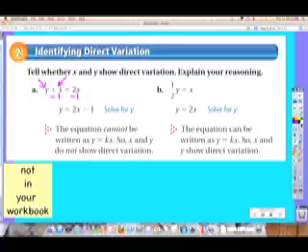Now, the very first thing I told you about direct variation is it has to be multiplying every time. Multiplying every time, but wait. Is this part of it multiplying? No. So is this yes direct variation or no not a direct variation? Nope.